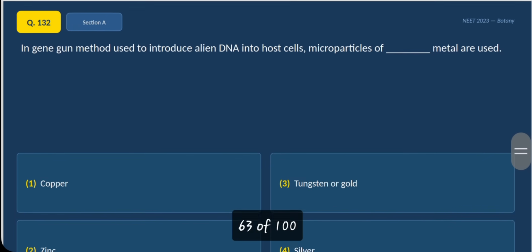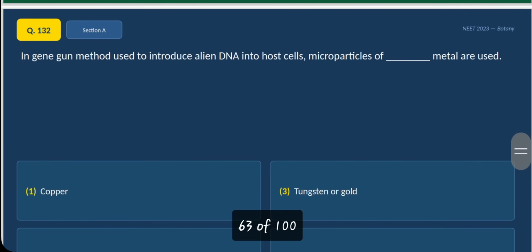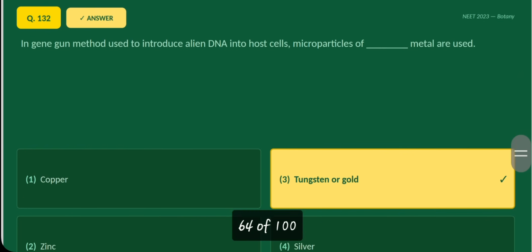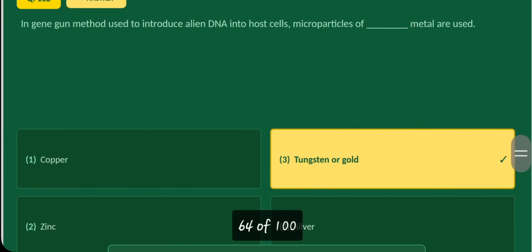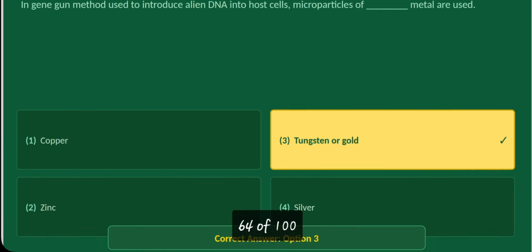In the gene gun method used to introduce alien DNA into host cells, microparticles of dash metals are used. Copper, tungsten or gold. Third option is correct. Tungsten or gold. So the microparticles of these are bombarded into the cells, especially plant cells. They use the gene gun method or biolistics method.